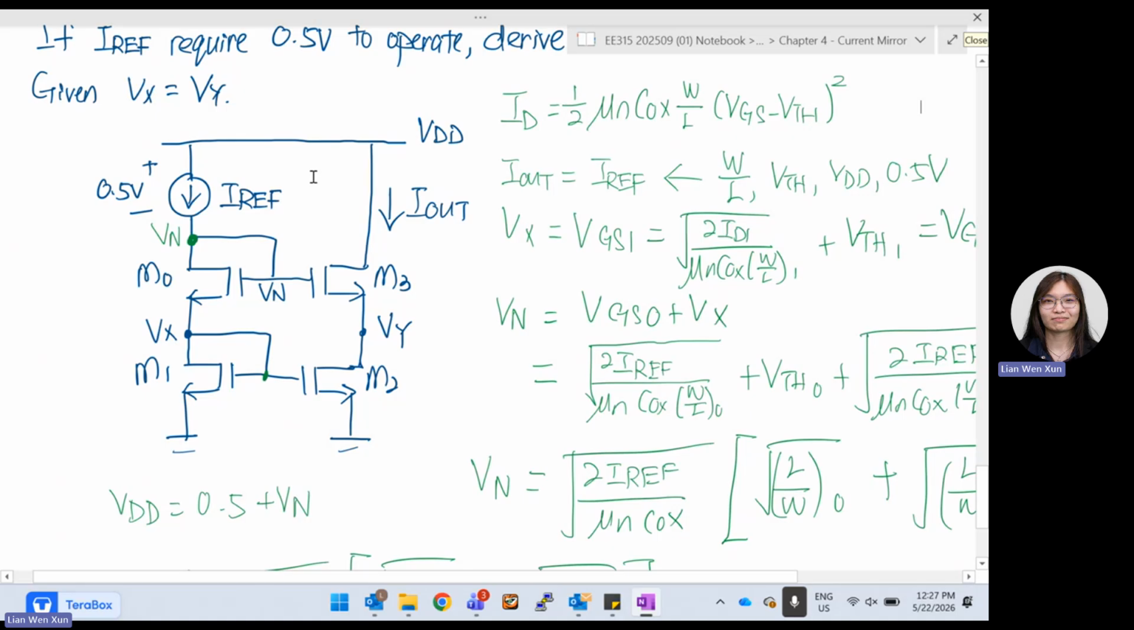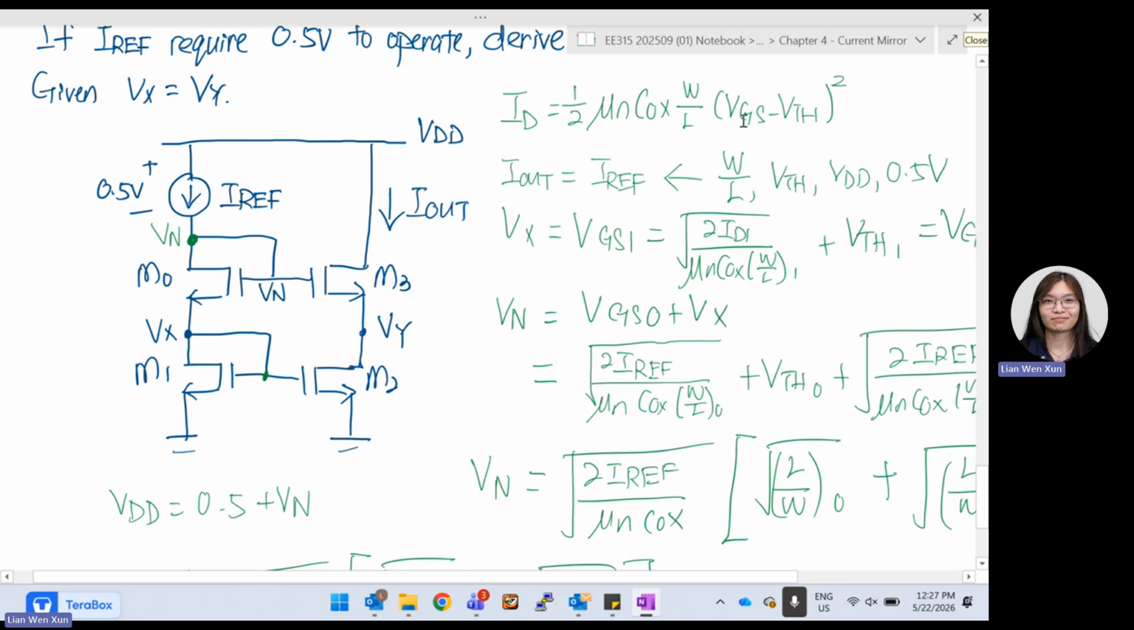What exactly is your Vx? Vx, this dot, is the same as this dot. So it's your VGS1. To find out what is VGS1, the current flowing through this transistor, we can go back to here. So we can say VGS1.